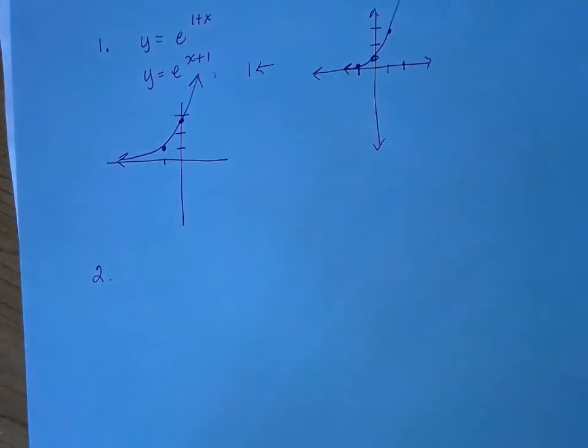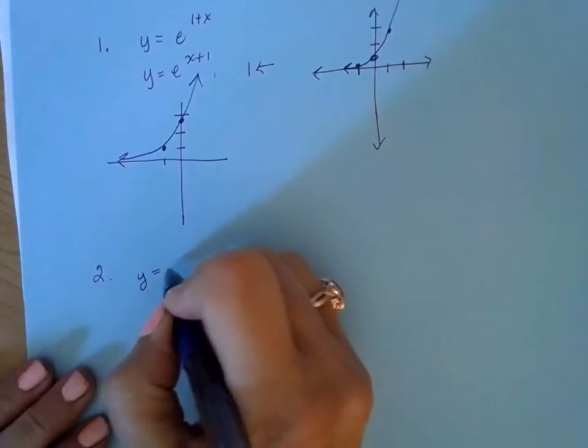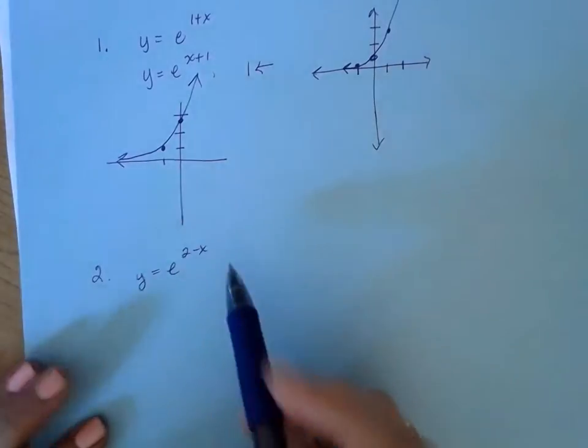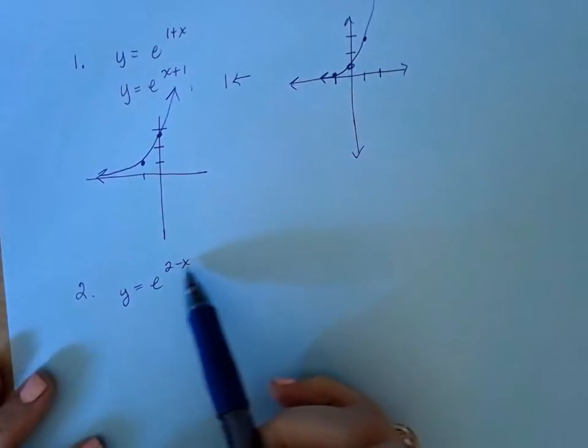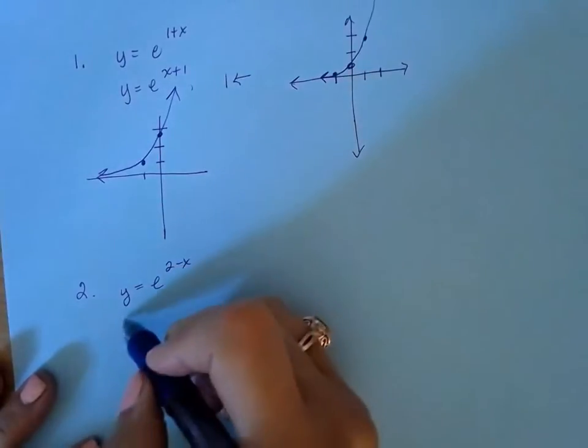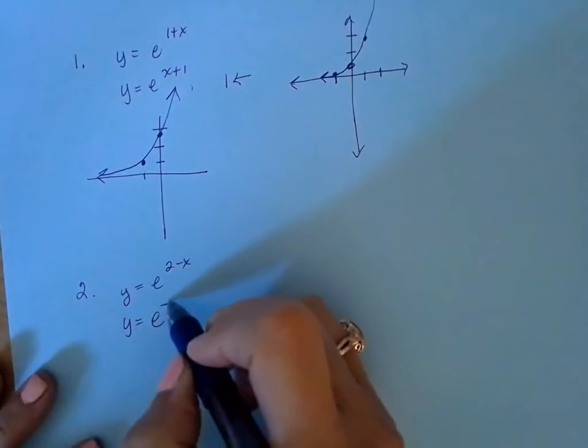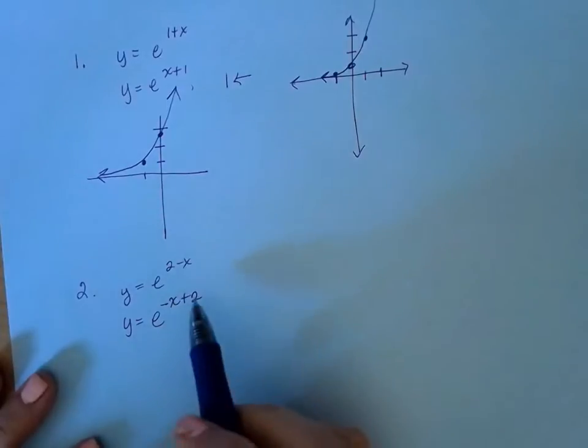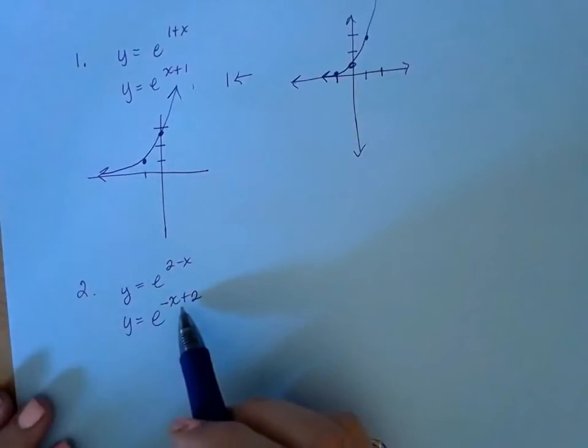E to the 2 minus x. Y is equal to e to the 2 minus x. Now, this is not commutative. Subtraction is not. I can't just say x minus 2, but I can say y is equal to e to the negative x plus 2. And that's legal. I can do that. And basically, I turned it into addition.